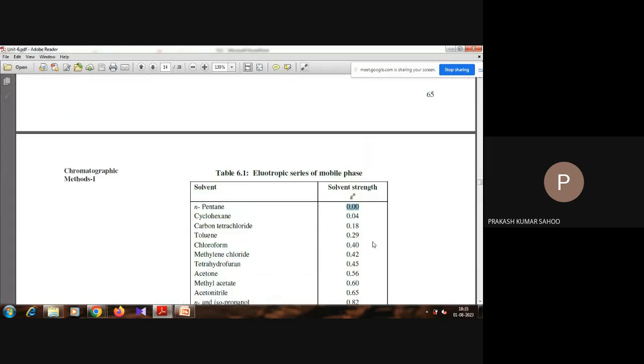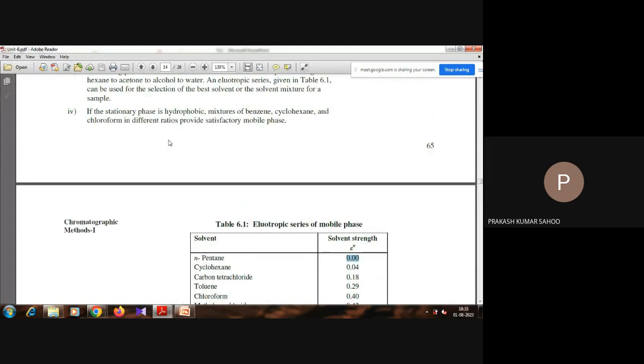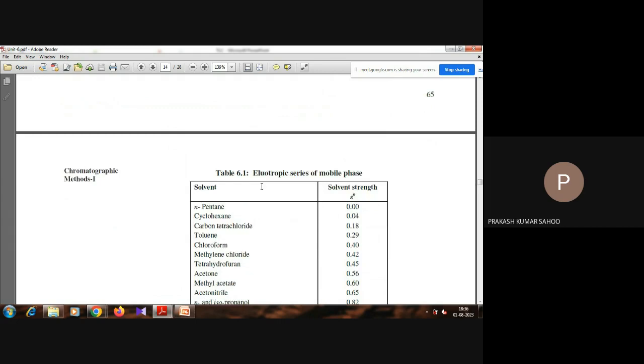Okay, and the last point: if the stationary phase is hydrophobic, that is, it hates water interaction, a mixture of benzene, cyclohexane, and chloroform in different ratios provides a satisfactory mobile phase. So these are the criteria for selection of your mobile phase.